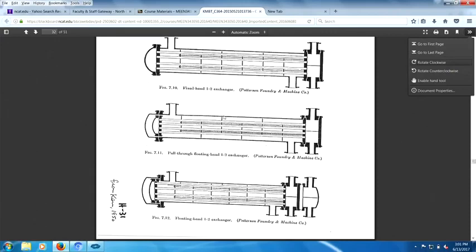Patterson Foundry and Machine Company. Again, this is taken from Kern. This may be before Kelly Patterson. Anyway, what we have here is a shell and tube heat exchanger. We first have the shell. You can see the shell. And we can see the tubes. The tubes are running right here. So we have a shell containing a whole bunch of tubes.